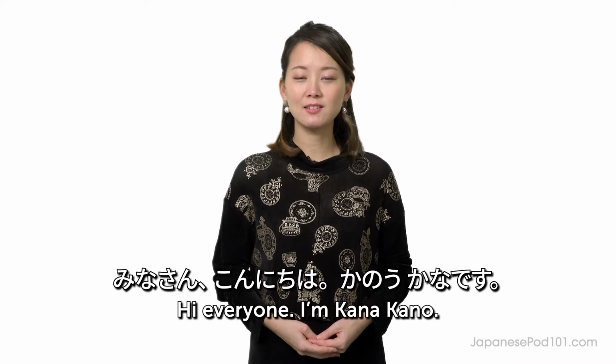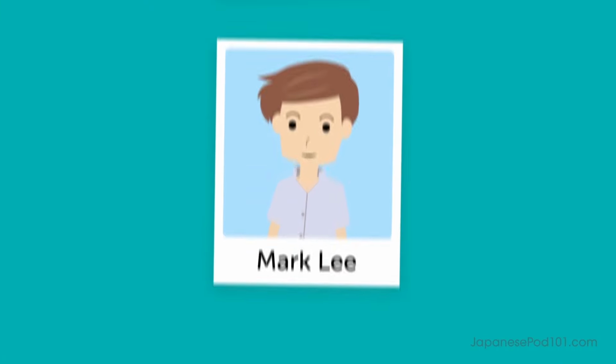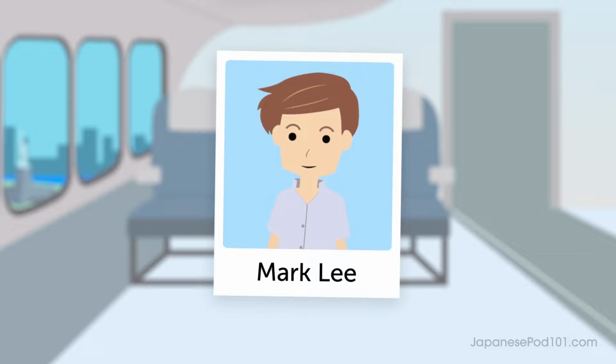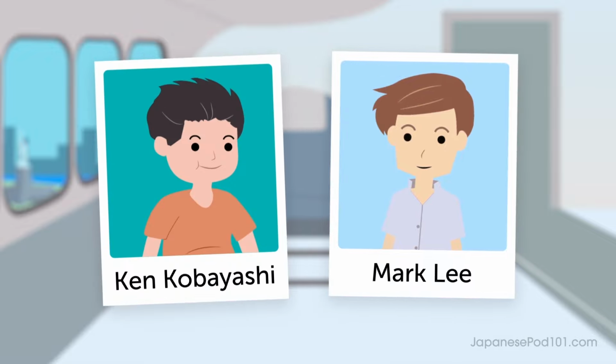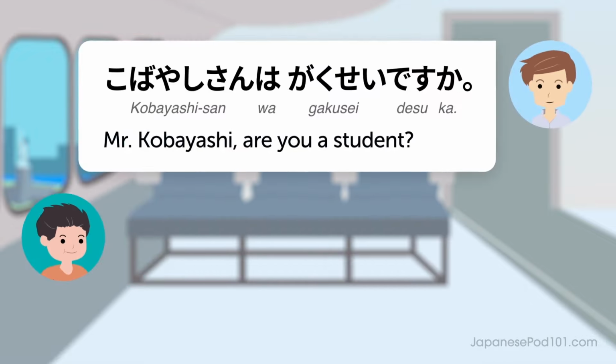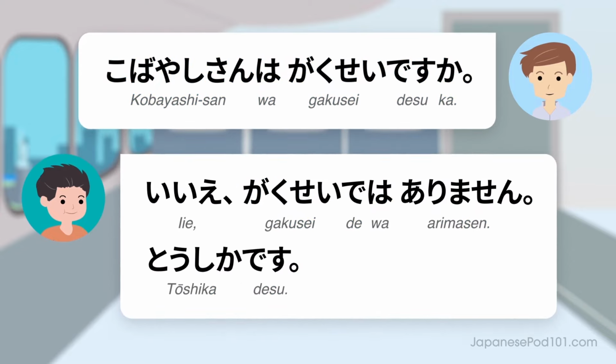皆さんこんにちは、加納かなです。Hi everyone, I'm Kana Kano. In this lesson, you learn how to talk about your occupation in Japanese. This is Mark Lee, and he's on a plane to Japan. He asks the passenger sitting next to him, Ken Kobayashi, Mr. Kobayashi, are you a student? 小林さんは学生ですか? Listen to the conversation and focus on Ken's response.